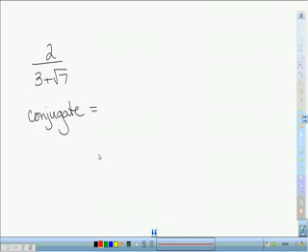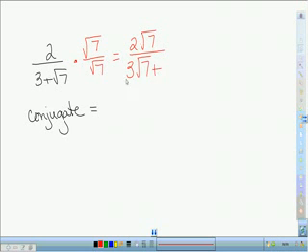If I multiply by the square root of 7 in the numerator and the denominator, what I get in the numerator is 2 square root of 7. Well, in the denominator, I have to distribute. So 3 times the square root of 7 is 3 square root of 7, plus the square root of 7 times the square root of 7 is 7. Well, that didn't cancel it for me, so that didn't work.